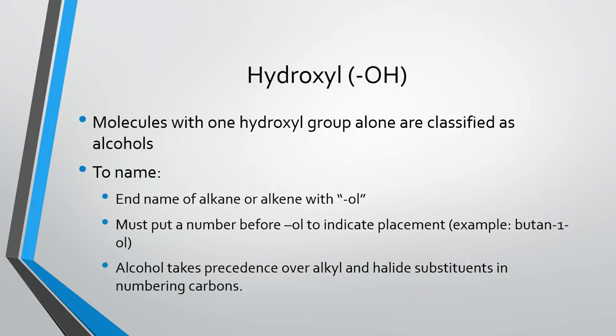Okay, hydroxyl groups. Molecules with one hydroxyl group alone are classified as alcohols. The class name is alcohol, but the functional group is hydroxyl. So again, if you were asked to identify the functional group in a molecule, you'd want to make sure that you called it a hydroxyl group. To name these, we end the name of the alkane or the alkene with -ol, and we have to put a number before the -ol to indicate the placement. So in butan-1-ol, the hydroxyl group would be on the first carbon. The alcohol takes precedence over alkyl groups like methyl and ethyl and halide substituents in numbering carbons.